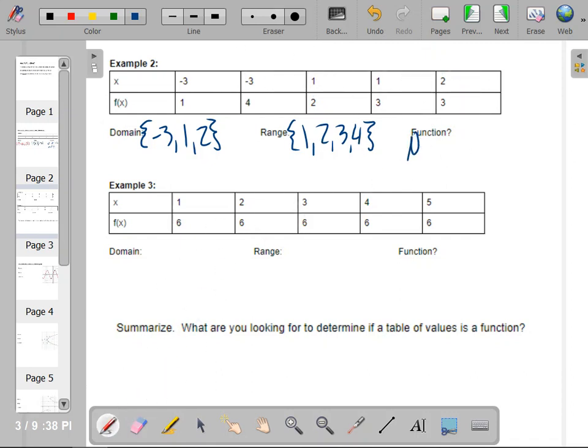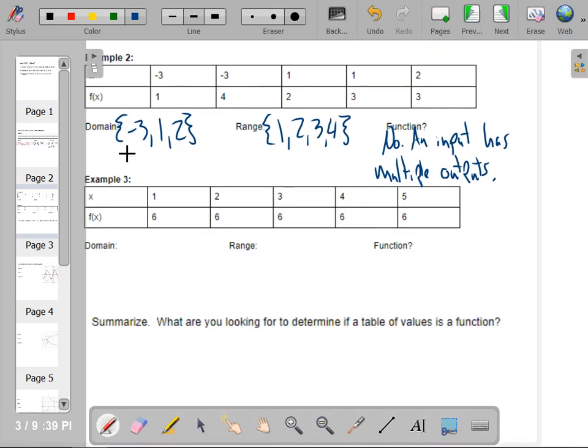We're going to say no. You only need one counterexample, so I'm going to say an input has multiple outputs. And again, you want to be very specific now and say exactly which input. And the way I'll do that is I'll use this notation we're going to use for the mapping diagrams. I'm going to say -3, and I'm going to draw two arrows coming from -3. One of them is going to go to 1, and one of them is going to go to 4. -3 has two outputs, 1 and 4. That means that it is not a function.